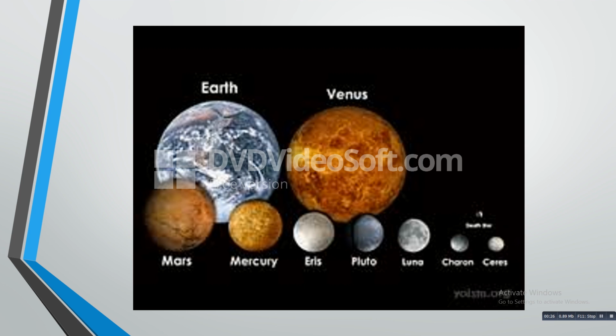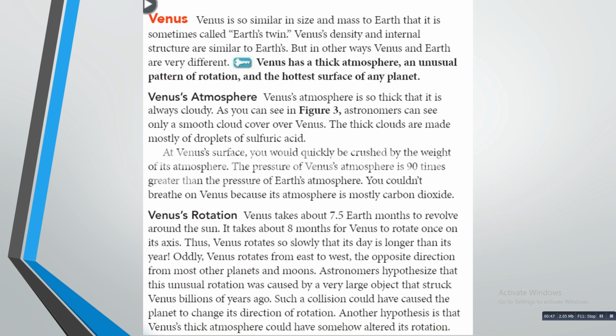Venus. If you look at it, Earth and Venus almost have a similar size. Here you can see they almost have a similar size compared to the rest of the planets, so that's one of the reasons why Venus and Earth are also called the twin planets. So let's take a look at Venus.